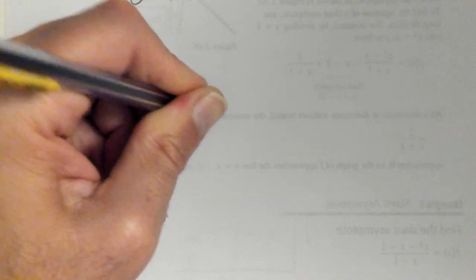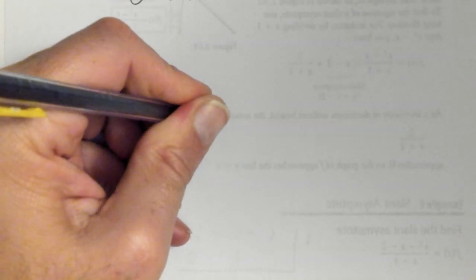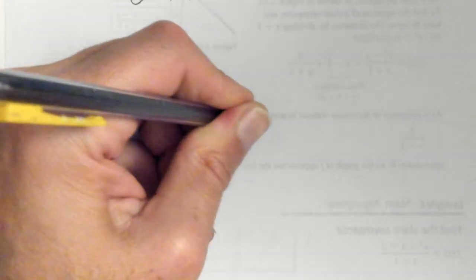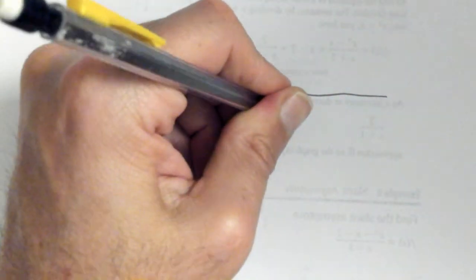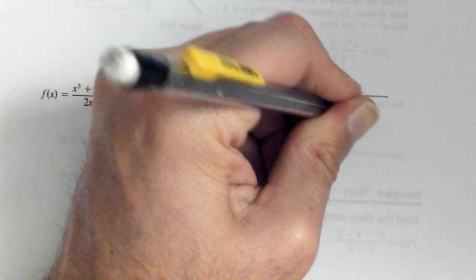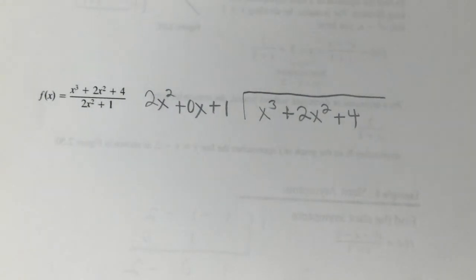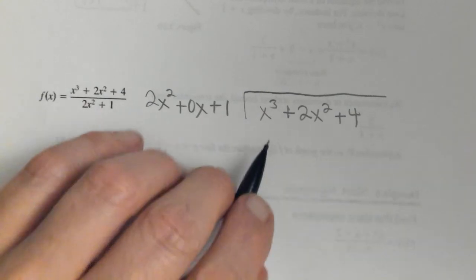2x squared plus 0x. Remember, dividing out, you need all of your descending orders of the power for placeholder purposes. And I'm going to divide that into x to the third plus 2x squared plus 4. Okay. Again, I want the leading coefficients to match here. And so I need to make sure that this matches up.